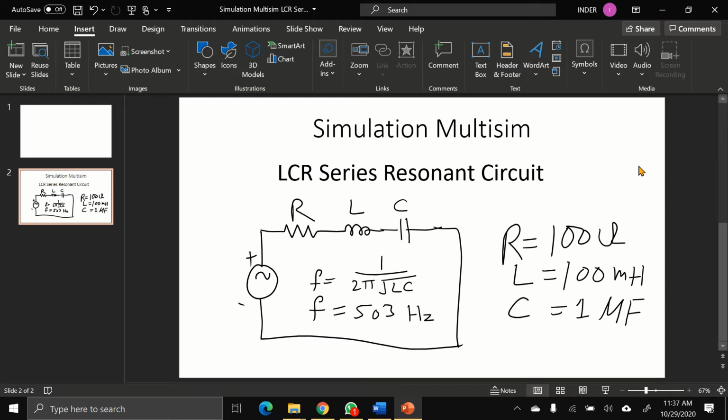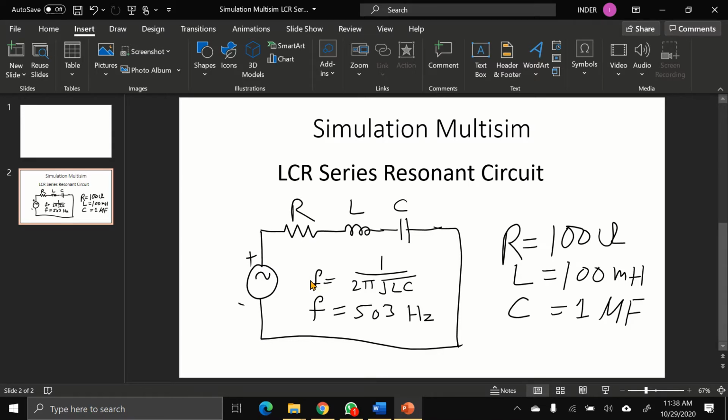LCR series resonant circuit. By using this circuit, we can find the resonant frequency of the LCR circuit, and this we are simulating by using the software Multisim. Here, for example, the value of R is 100 ohm, the value of L is 100 millihenry, and the value of C is 1 microfarad, and this is connected in series with the AC source.